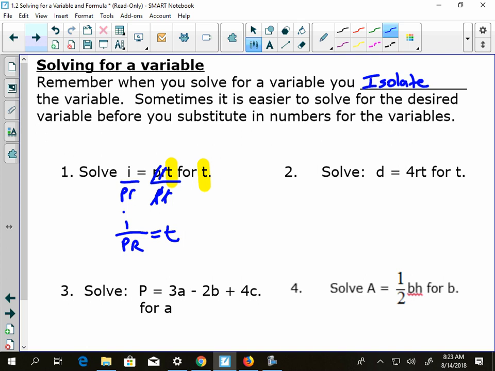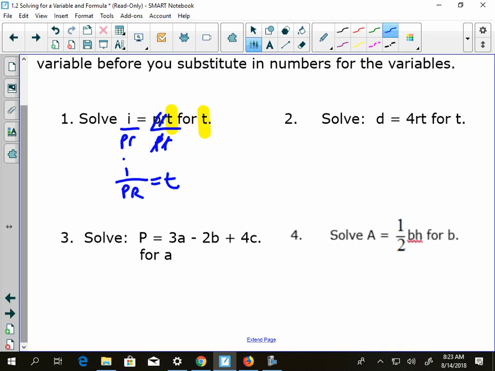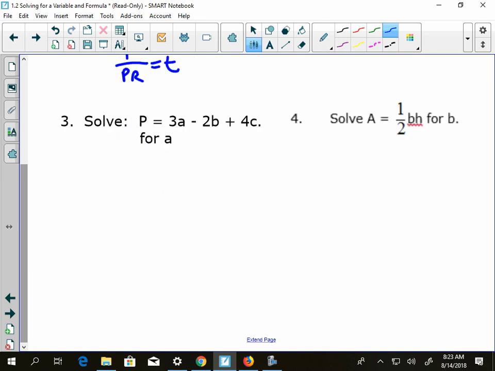So treat it just like numbers. Let's look at number 3. P equals 3a minus 2b plus 4c, and we're going to solve for a.